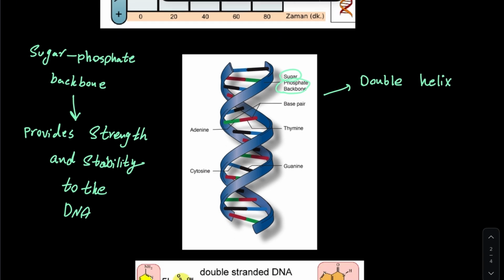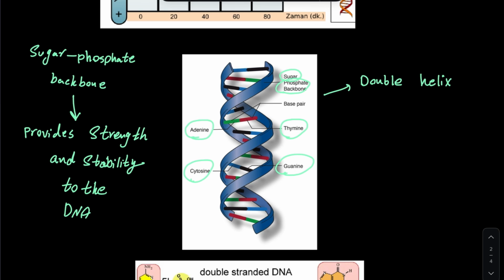The steps of the ladder are made of 4 nitrogen-containing bases. These bases are adenine, thymine, cytosine, and guanine. These bases do not pair randomly. Instead, DNA follows very strict complementary base pairing rules.